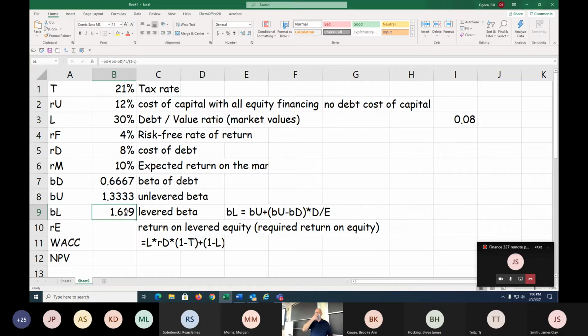All right, I'll put you in charge of the next step. If I give you a beta of 1.169, a risk-free rate of 4%, return the market of 10%, what's the required rate of return on a stock with a beta of 1.619? Go ahead. Should take you 10 seconds. I'll give you more though.